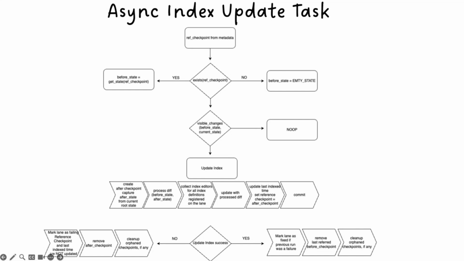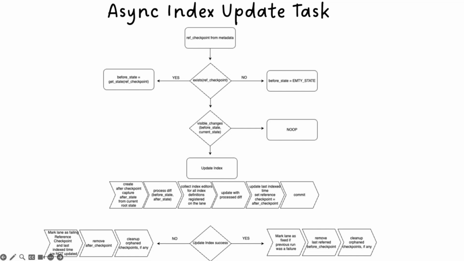If for any reason the checkpoint details are not available or the checkpoint no longer exists in the system, this is considered as an initial indexing, and the initial state in this case is taken as an empty state. In this case, the async index update job would traverse the whole repo and index the whole content for all the indexes registered on this lane. So once the initial or the before state is derived, it is evaluated if there are any visible diffs between this state and the current root state. In case of no such visible diffs, the run for the async index update is basically a no-op.